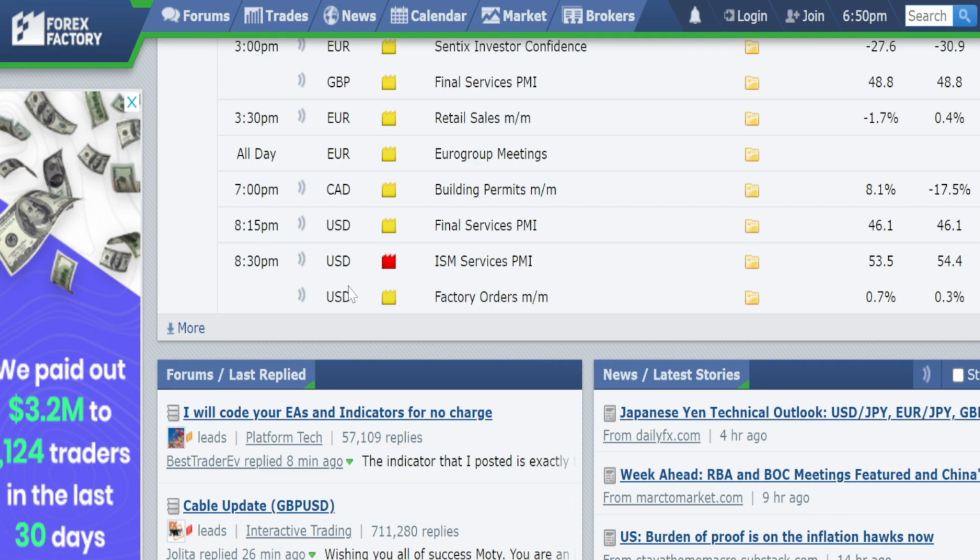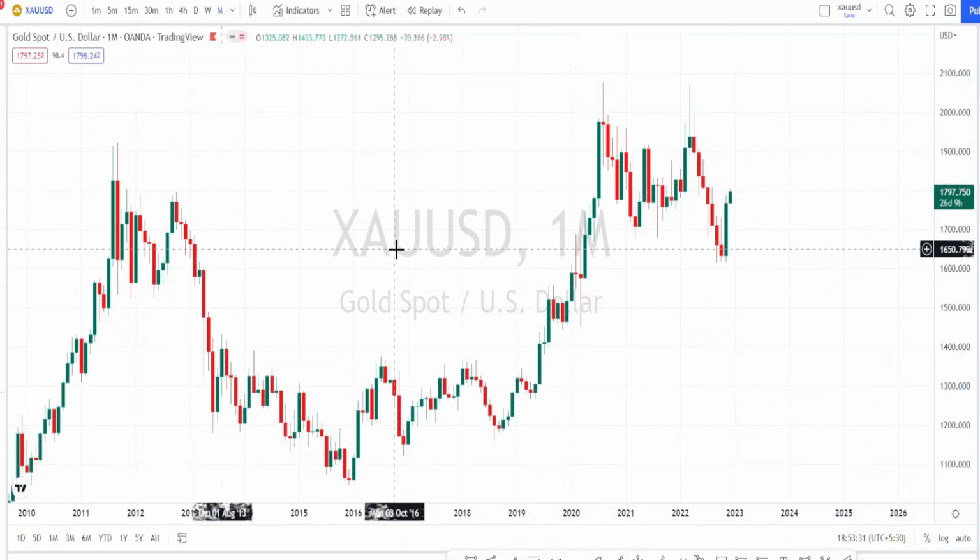Let us begin with our gold analysis. Since the market was trading in a range last week, I thought I will start my analysis from the monthly time frame. So let us look at the price action from the monthly time frame for today.